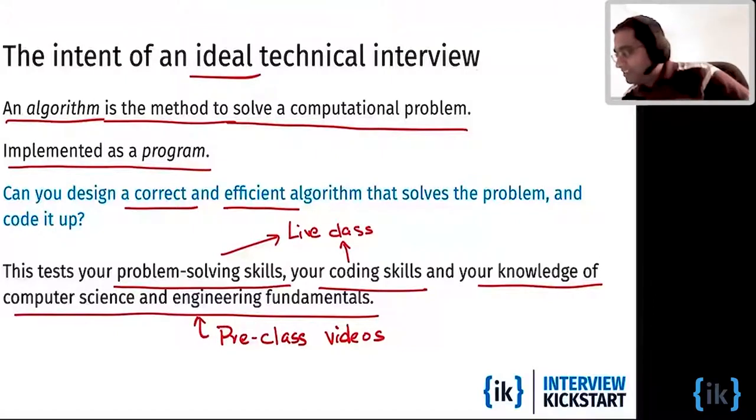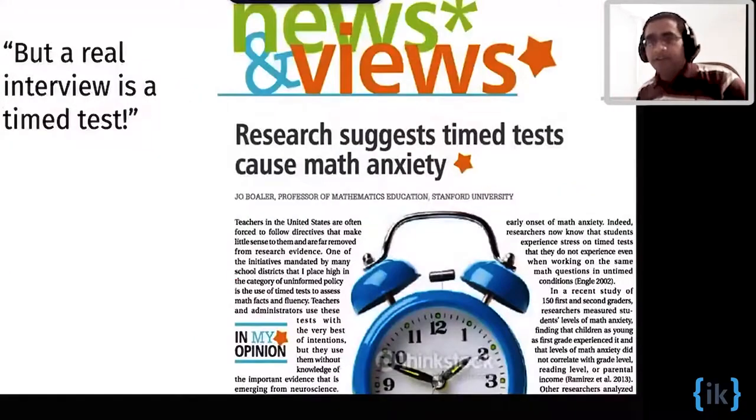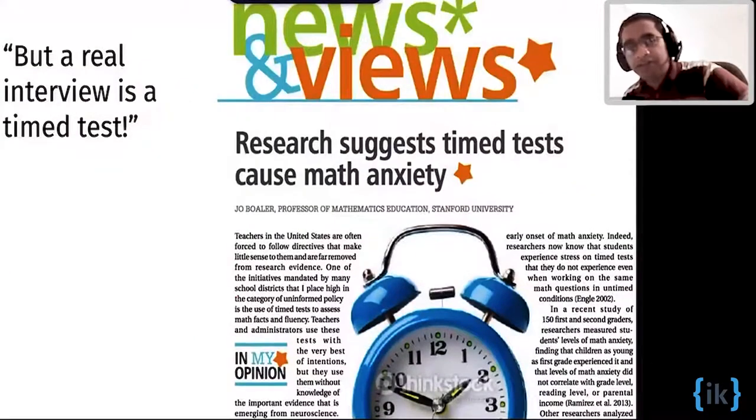What happens in a real technical interview, though, is that you don't have much time. As I said, problem solving requires sustained investigation, and so that means it requires time. And a real interview is a time test. Whenever you're given a time test, there's going to be anxiety.